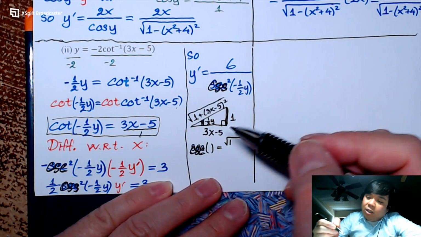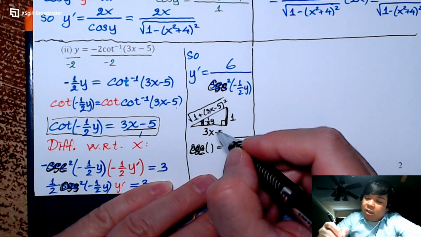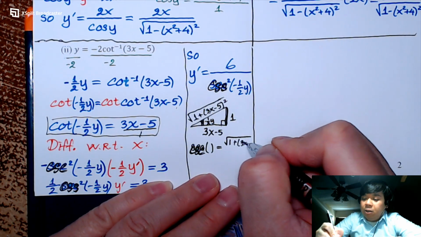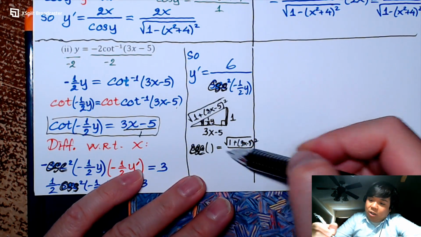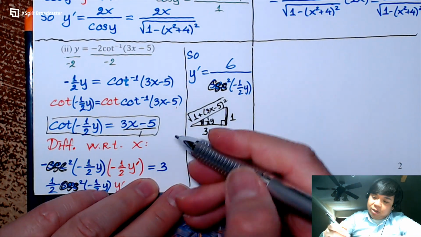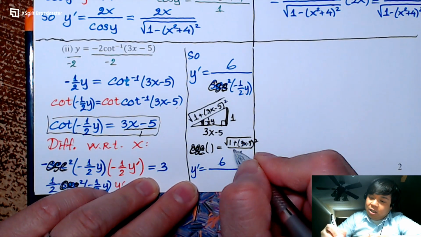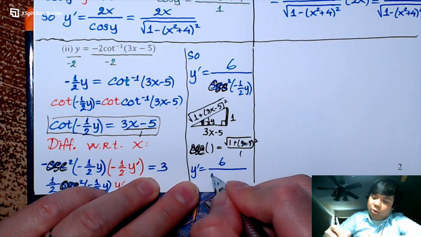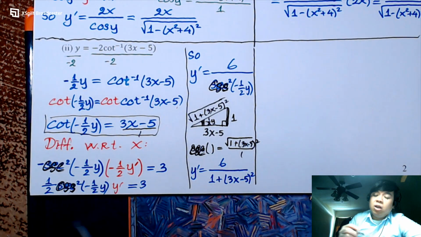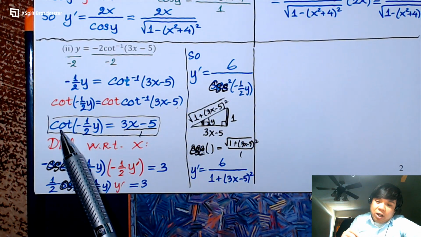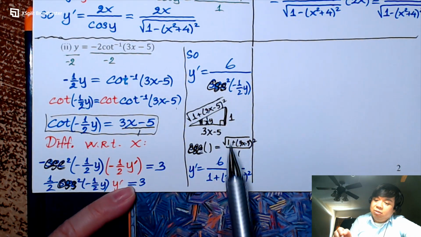Cosecant is hypotenuse over opposite, 1. And now cosecant square, so this one square. So bottom line is we have y prime is equal to 6. Cosecant is this square, so square under the square root. Sorry about this. Derivative of cotangent is negative cosecant square, and so with that we have this.